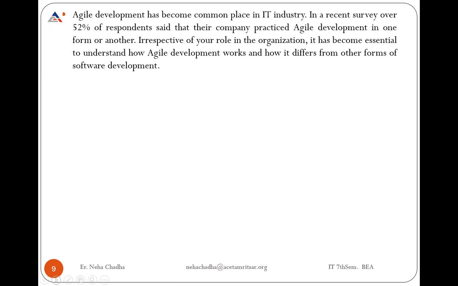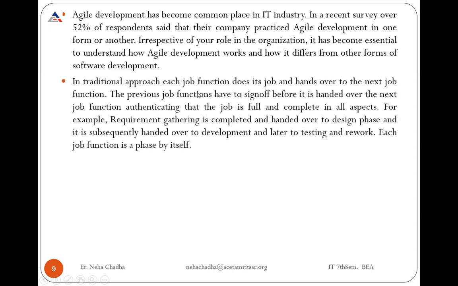So they are following agile methodology so that they can enhance the features in their respective product by taking feedback from the customer. Irrespective of your role in the organization, it has become very essential to understand how agile methodology works and how it differs from other software development. In the traditional approach, each job function does its job and hands over to the next job function. That means if we follow any traditional model, we have to complete one phase, then only we can move to another phase. The previous job has to be signed off before it is handed over to the next job function.